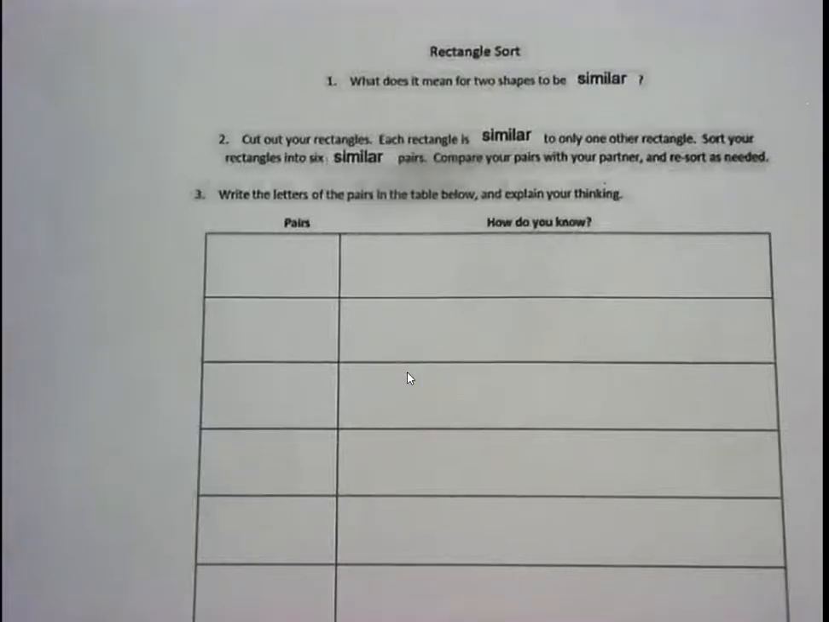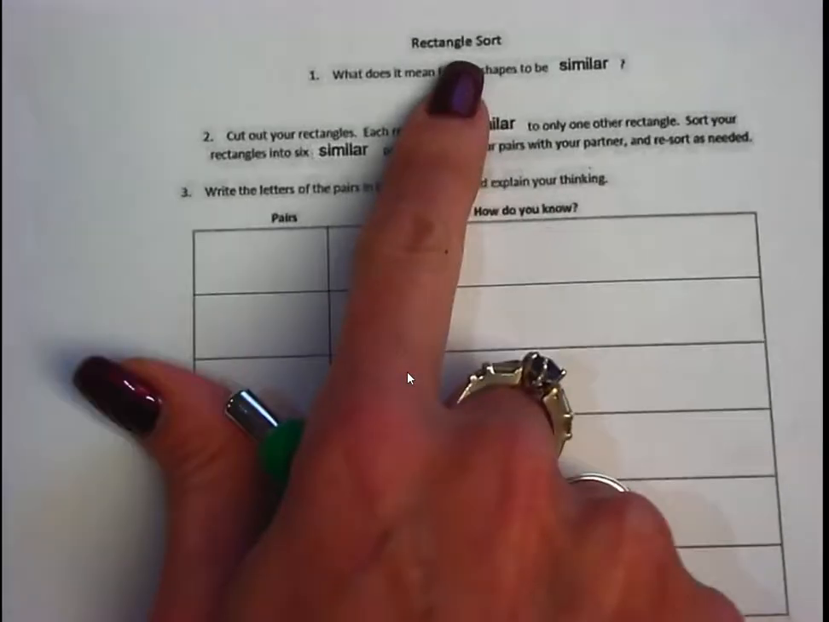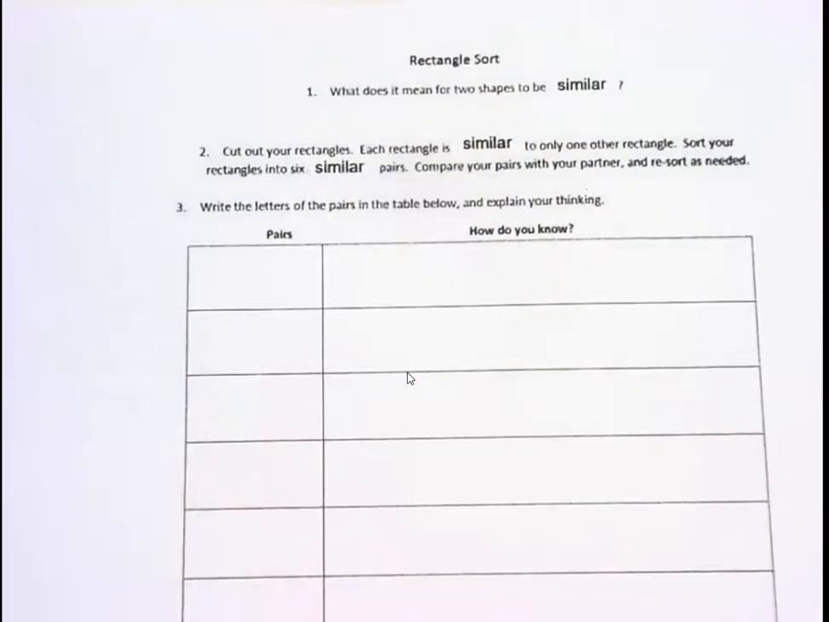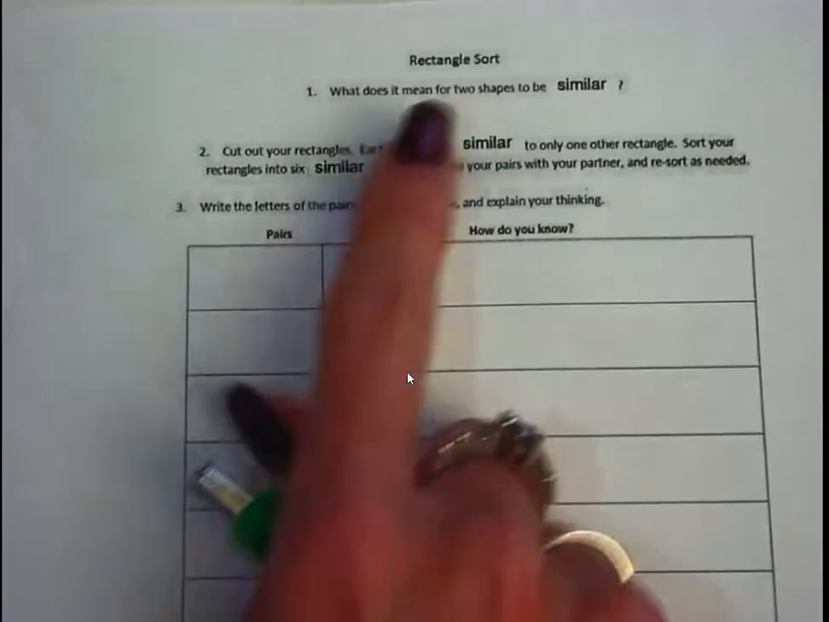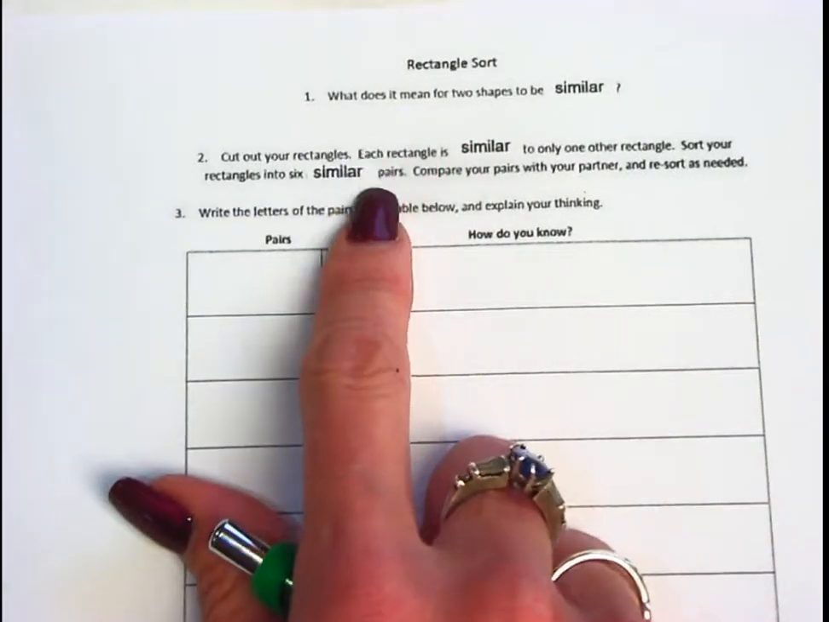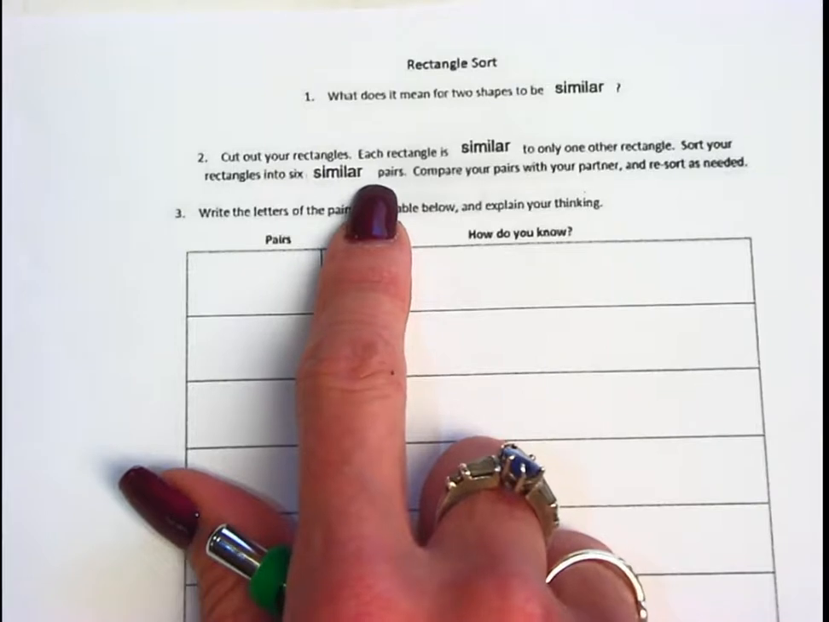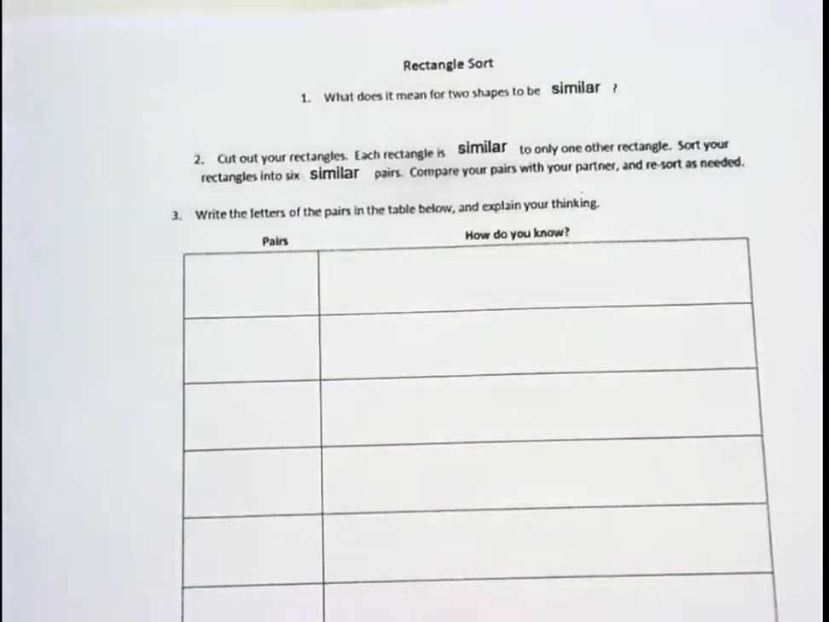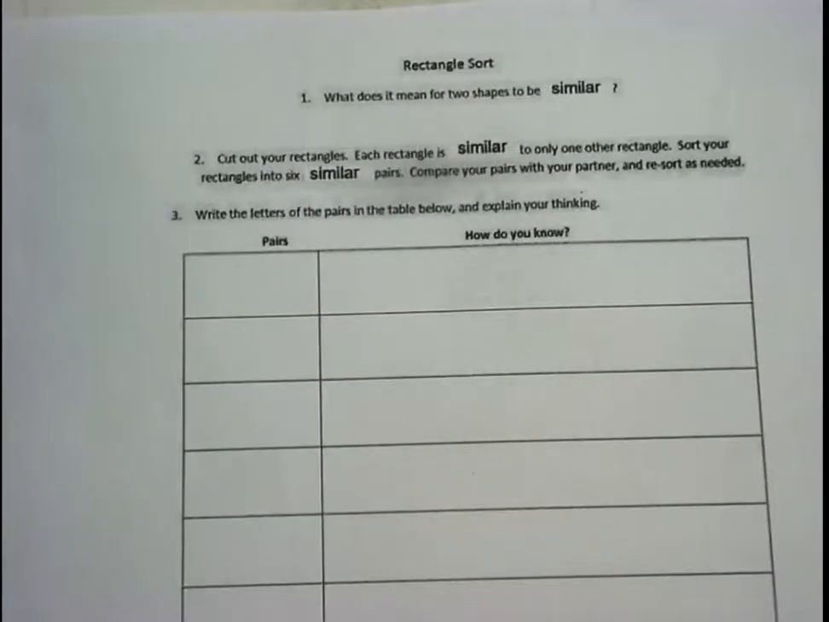Hello students, we are working on proportional reasoning, and today our objective is to use proportional reasoning to identify and find similar rectangles. So you guys had a rectangle sort yesterday in class, and today we're going to talk about what it means to be similar. We went ahead and sorted our rectangles, and I'm here with my Core 2 Pre-Algebra class.